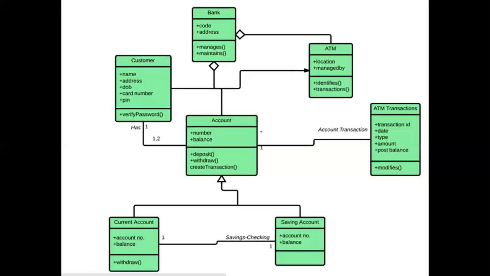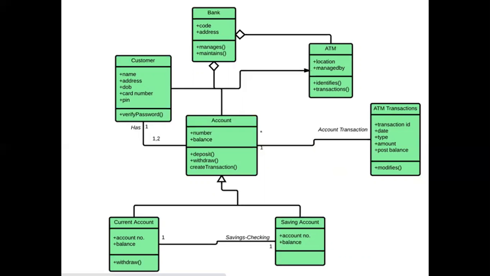Next, every bank has some customers and some ATMs, and every bank has accounts. The account holders are customers, so automatically every bank has customers. There are different types of accounts in the bank, for example current account, saving account, loan account or overdraft account. Next, the account has some transactions.